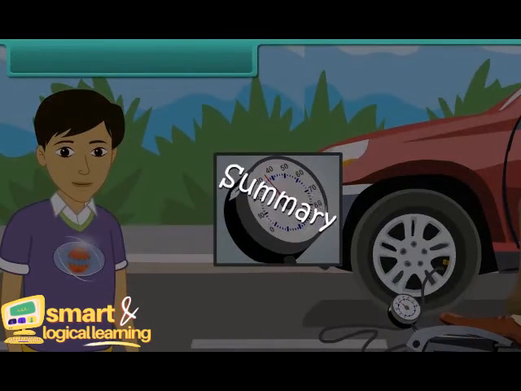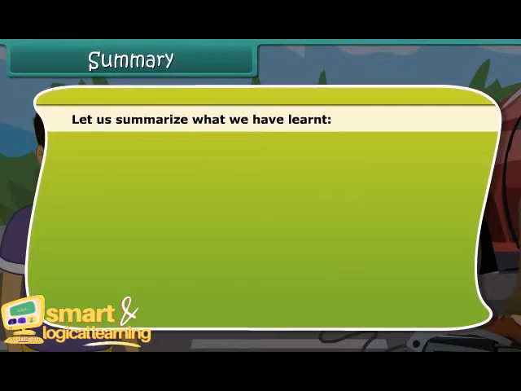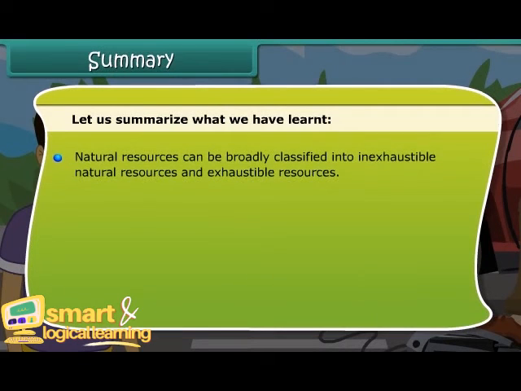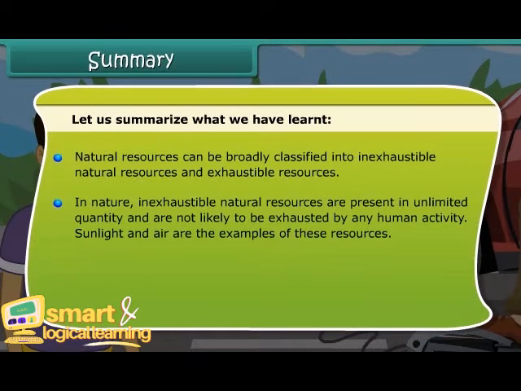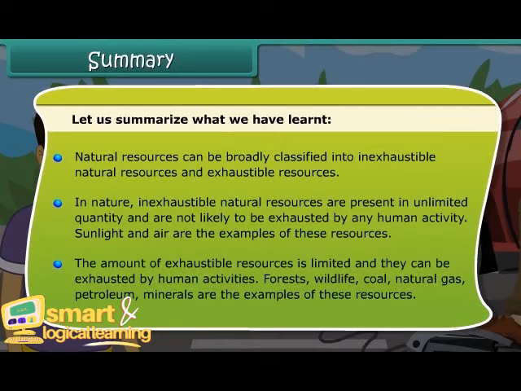Summary. Friends, let's summarize what we have learned so far. Natural resources can be broadly classified into inexhaustible and exhaustible resources. In nature, inexhaustible natural resources are present in unlimited quantity and are not likely to be exhausted by any human activity. Sunlight and air are the examples of such resources. The amount of exhaustible resources is limited and they can be exhausted by human activities. Forests, wildlife, coal, natural gas, petroleum, minerals are some of the examples of these resources.